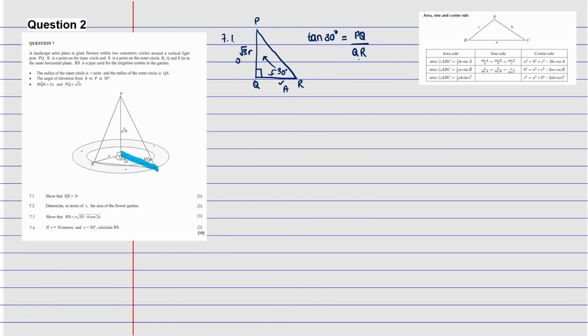So now we want QR as the subject. So we're going to multiply it first. QR multiplied by tan 30 degrees is equal to PQ. So divide both sides by tan 30 degrees, because I want QR alone.